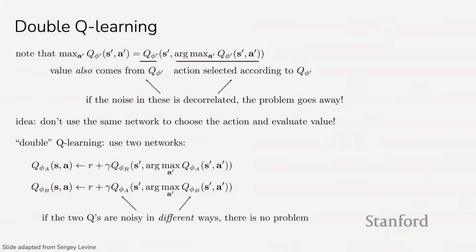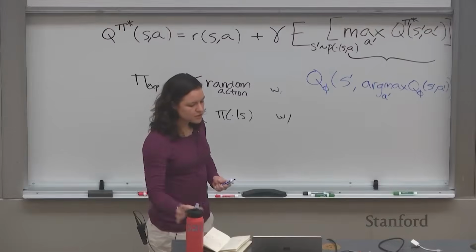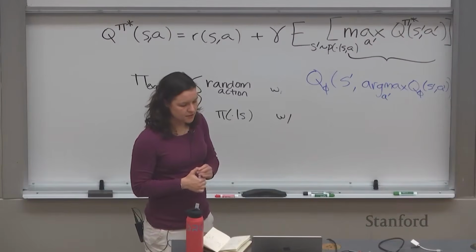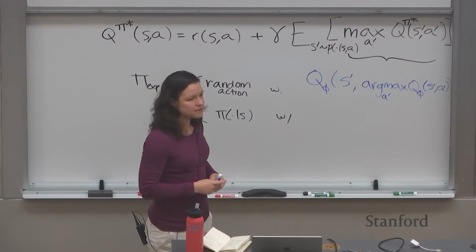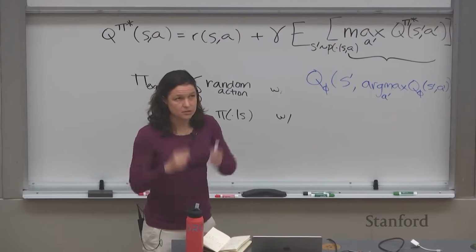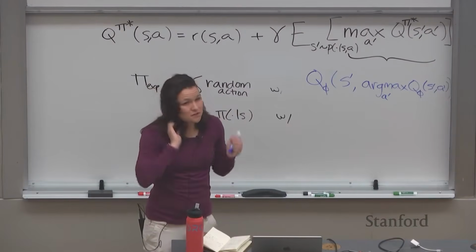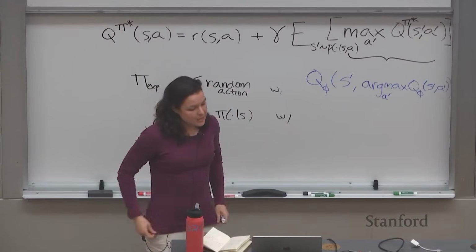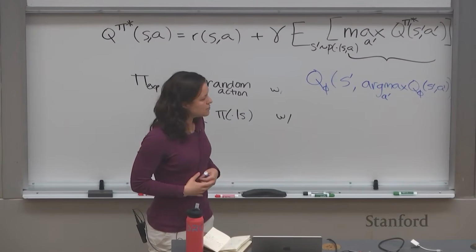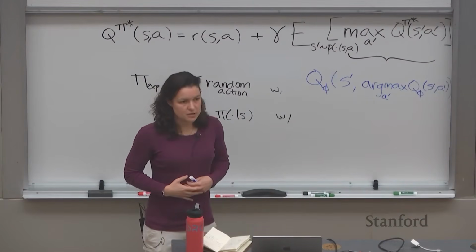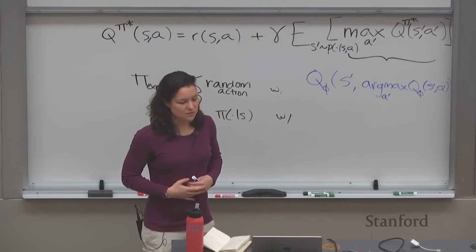And then if they're noisy in different ways, then we're not going to be exploiting noise in our Q-values, and as a result, not overestimating our Q-values. The question is, can you guarantee that they don't have the same noise? I guess you definitely can't guarantee it, and there might be some noise that's a result of the architecture of the network. But in practice, if you are using different neural networks for this, it generally does a very good job.